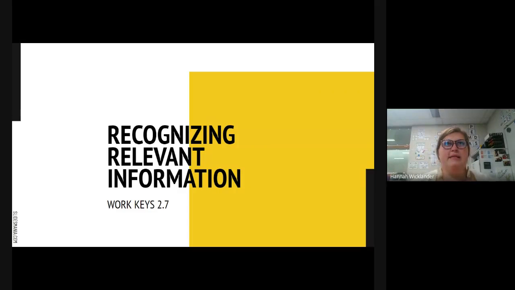Okay, recognizing relevant information. So recognizing means to see. Relevant means necessary or needed for the story problem. So all this lesson is looking at a story problem and identifying what information you'll need to solve it. So finding the information you need to answer the story problem. We're not solving it, we're just finding the information we need.